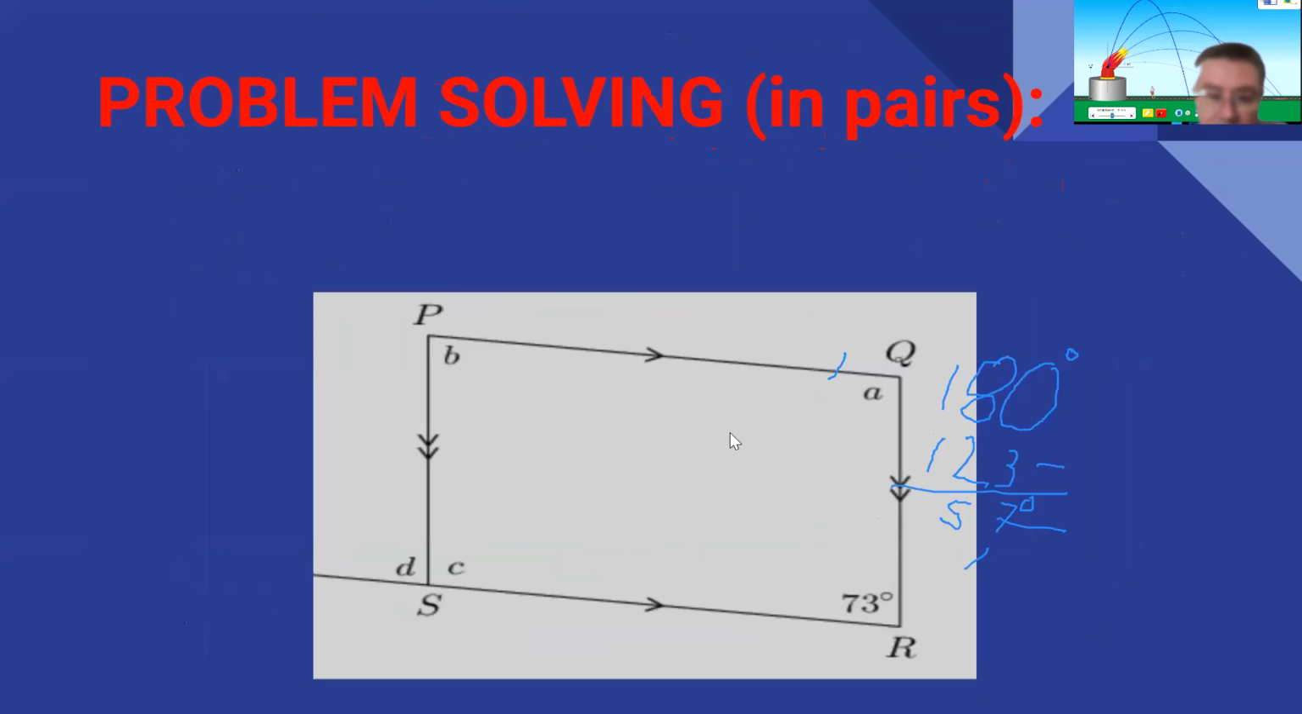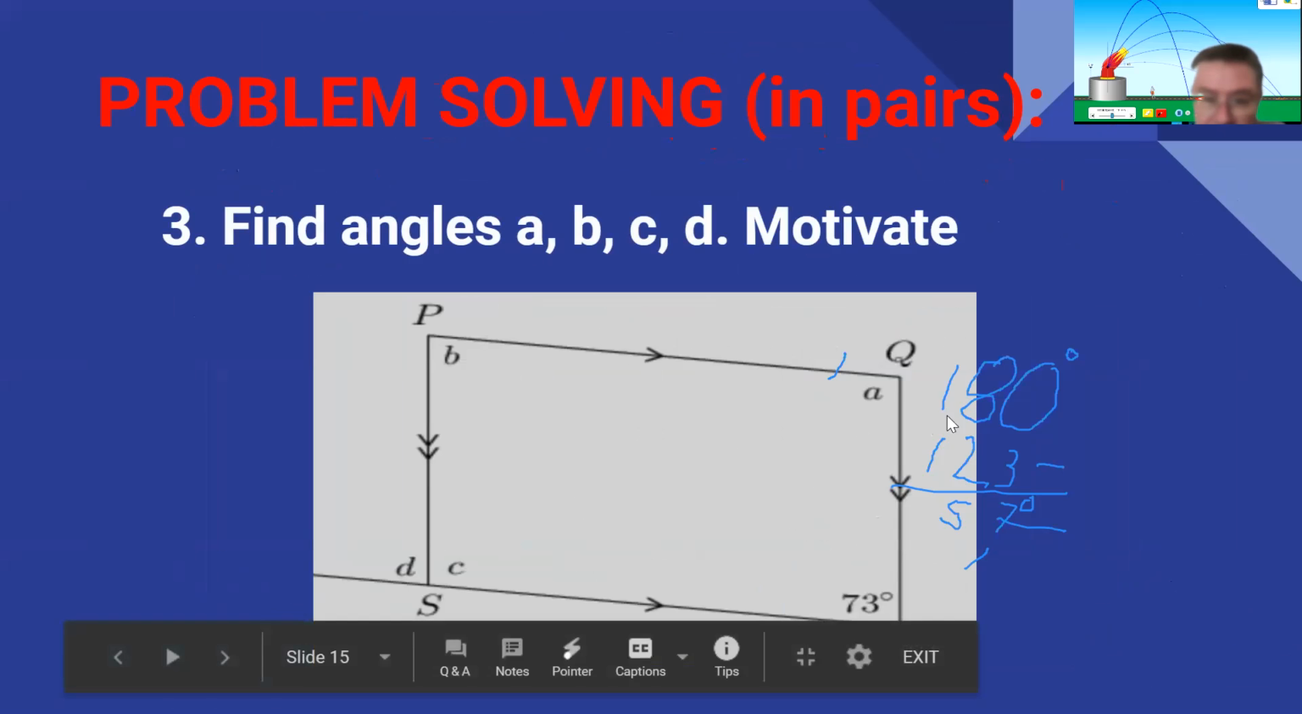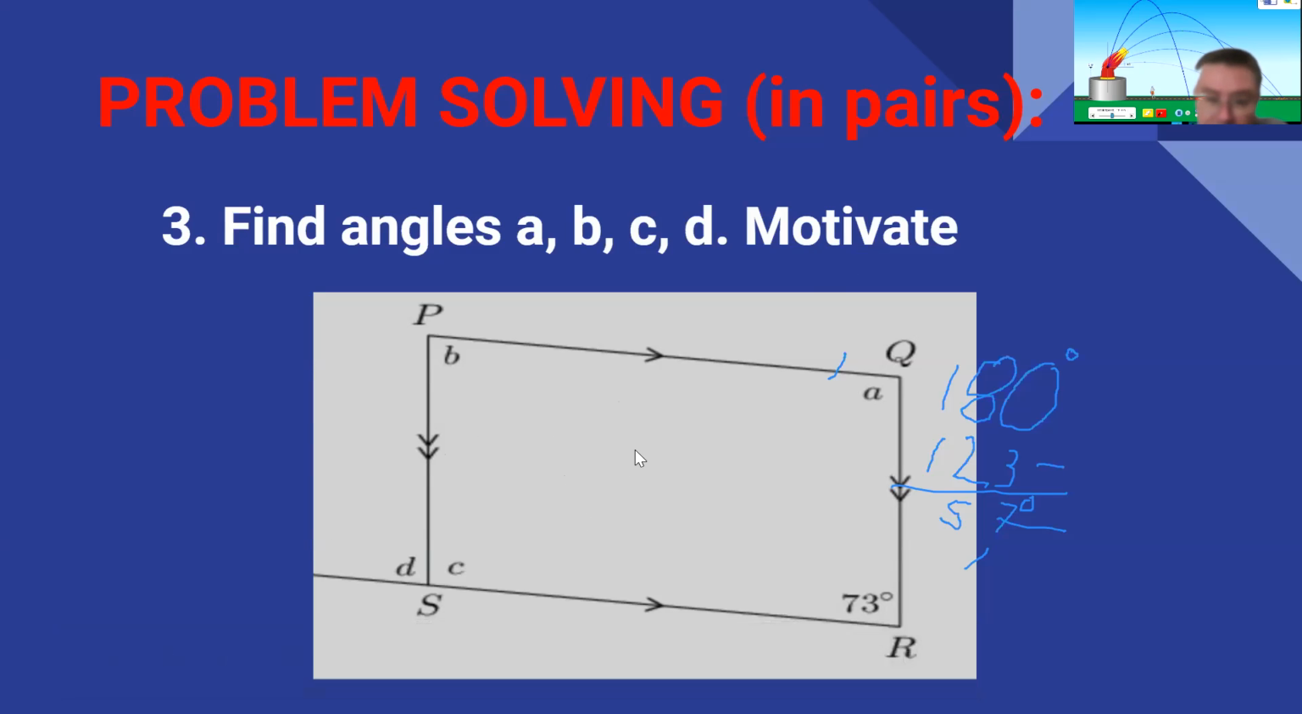Good. We continue with problem solving in pairs, asking find angles A, B, C, D. Now here we've got it. It shows these arrows, double arrows and single arrows, tells us these 2 lines are parallel. Those 2 lines are parallel. So it's a parallelogram. Now you have to motivate. So you have to think, what are the properties of a parallelogram?